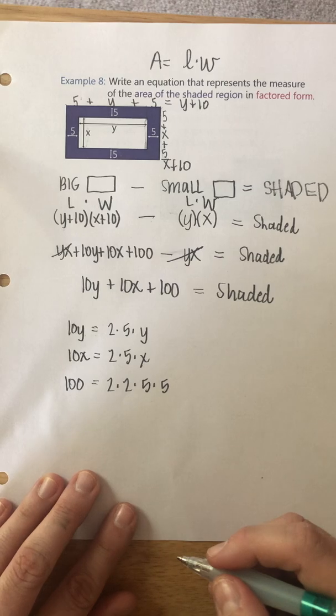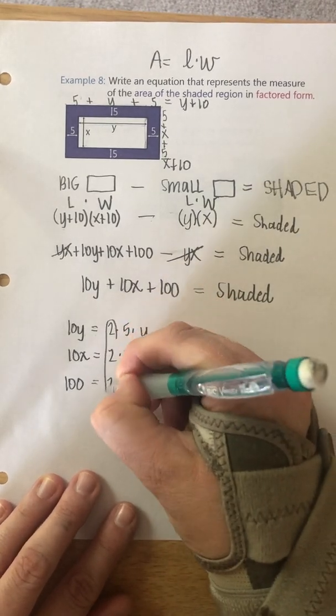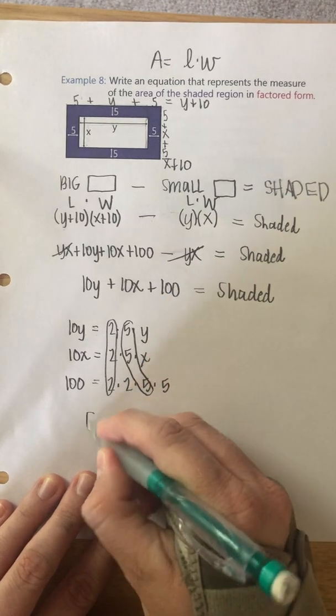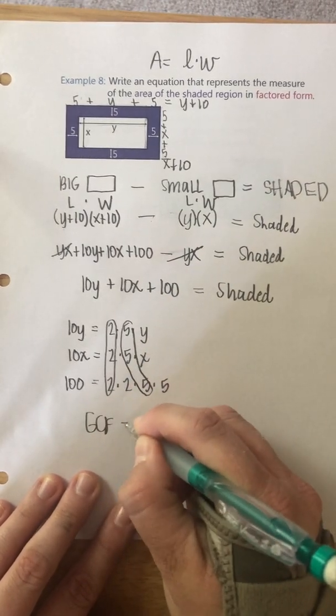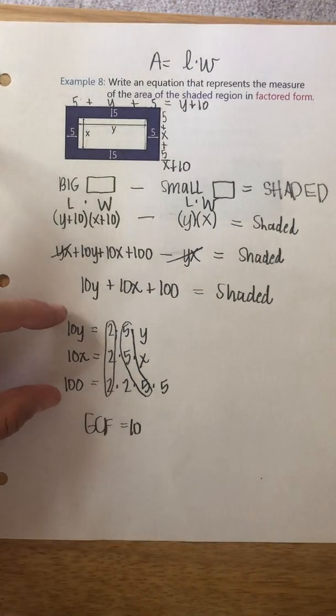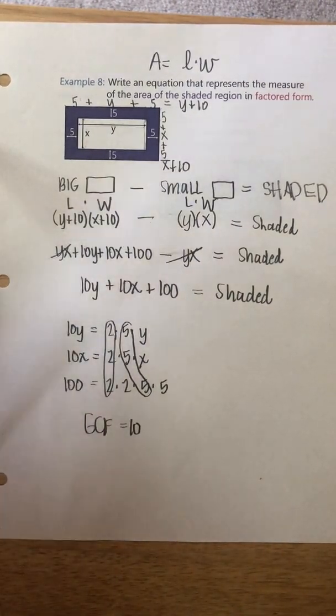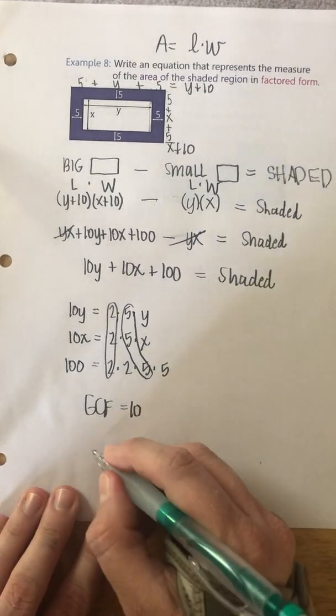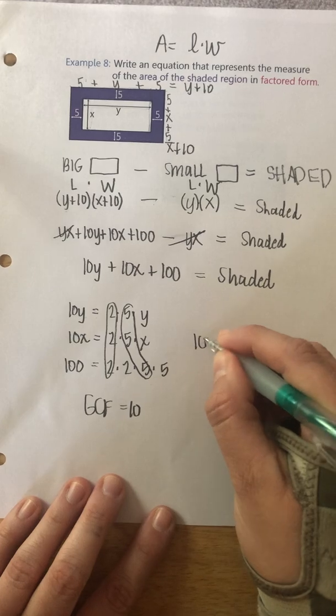So we want to look for what all three of them have in common. We have a group of 2's and we have a group of 5's, and that means that our GCF is 10. Now if you can tell that the GCF is 10, then you don't need to go through this work right here. I'm okay if you can see that, but I do want to make sure that you're finding the correct GCF. So we're going to take 10 out.